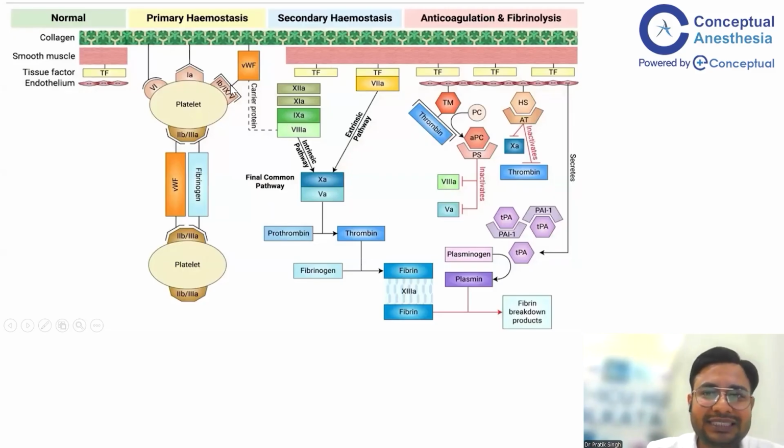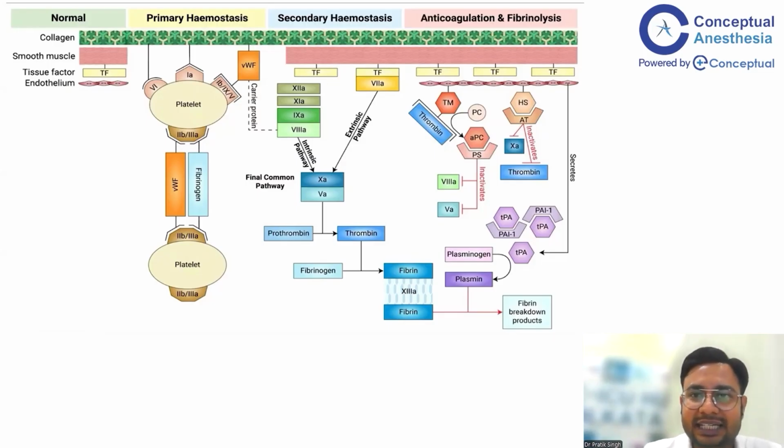Then if we look at this diagram, we can see a normal part where the collagen is intact, then smooth muscle, tissue factor, and endothelium. But as soon as primary hemostasis has to happen because of some injury, the platelet has lots of receptors, and more and more platelets come in and keep on binding with the help of von Willebrand factor and fibrinogen. The primary motive is just making a platelet aggregation and a clot so that it can repair the injury.